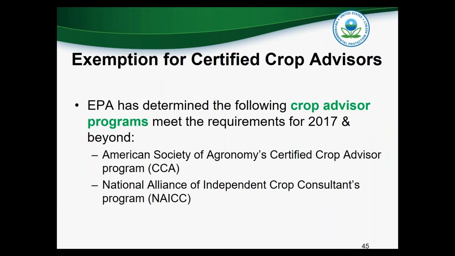One of the things we want to point out is that there are two national organizations that have met EPA's requirements for qualifying for the crop advisor exception, and so we've approved those to operate across the country. So if you encounter any people that are either employed or working as American Society of Agronomy Certified Crop Advisors, what we call CCAs, or if they're working as crop consultants under the National Alliance of Independent Crop Consultants program, or NAICC, all of those members have been recognized as certified crop advisors that meet the exemption and so are qualified under the rule.